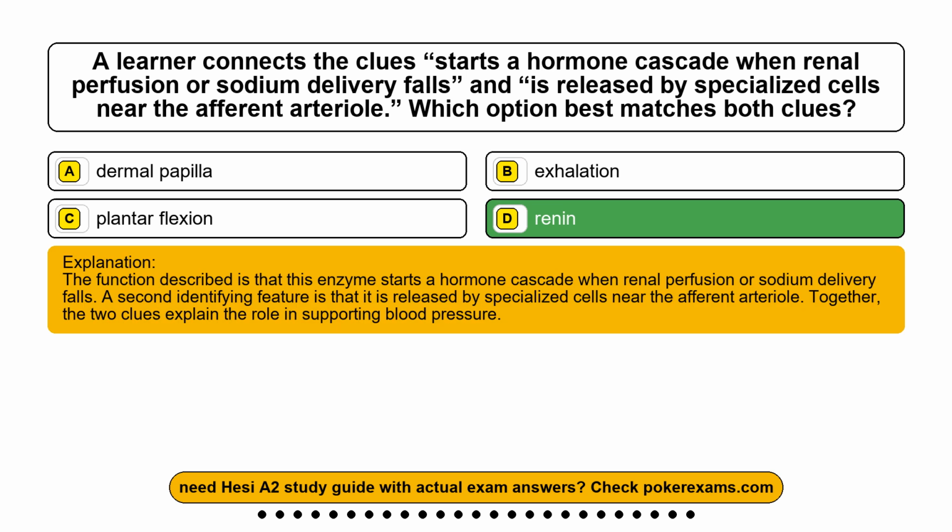The function described is that this enzyme starts a hormone cascade when renal perfusion or sodium delivery falls. A second identifying feature is that it is released by specialized cells near the afferent arteriole. Together, the two clues explain the role in supporting blood pressure.